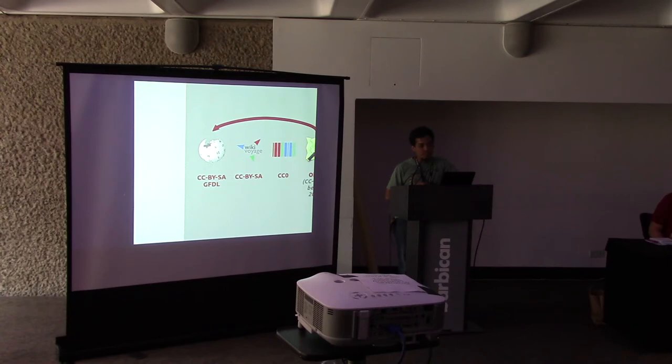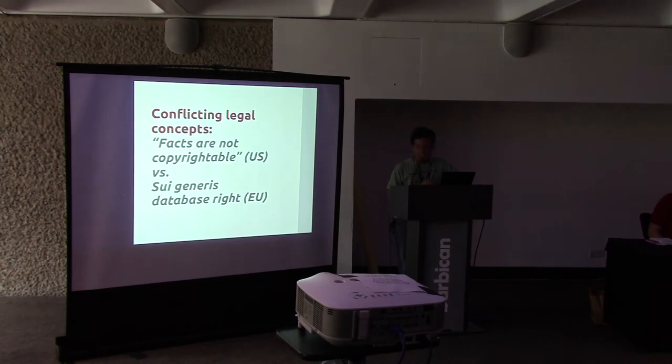One question is, can we take geographical data from OpenStreetMap and stick them into Wikipedia? For example, if a Wikipedia article doesn't have the coordinates, can we get that from OpenStreetMap? The answer is no, because we have these conflicting legal concepts. First, the map of the record doctrine in the US legal system, versus the sui generis database right, which is in the European Union.